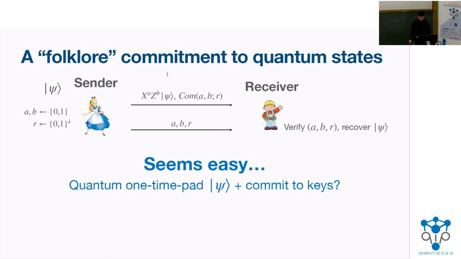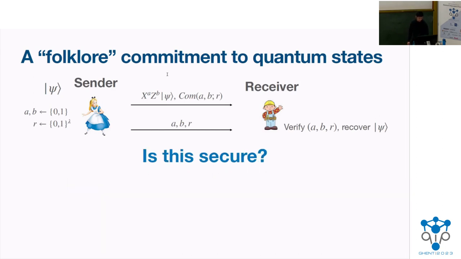So how does the receiver verify? Well, they just check that the thing that they received in the second round equals the thing that they received in the first round if they apply the COM function. And if this check passes, then they'll recover the underlying quantum state by undoing that Pauli one-time pad. Great, okay. So we should probably ask, is this scheme secure? Does it satisfy hiding and binding?